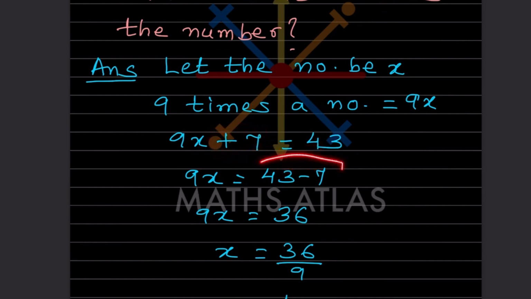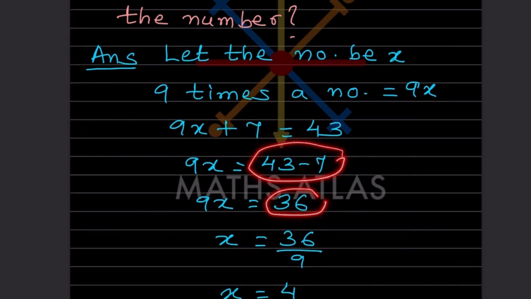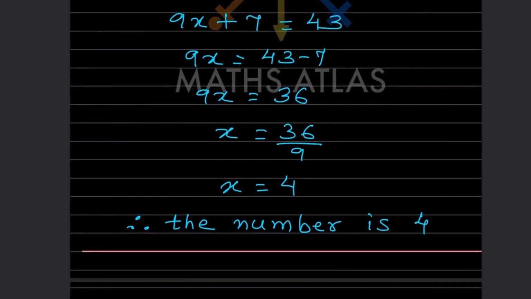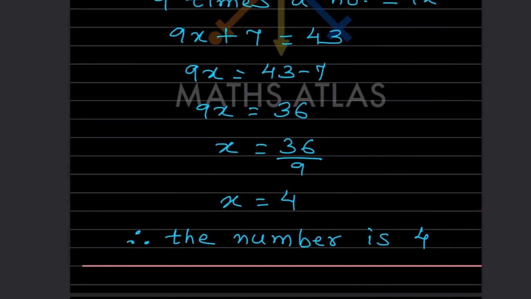So 9x is, when you subtract this, you get 36. So 9x equals 36. When you take this 9 on the other side, it is going to be divided by 9. 9 ones are 9, 9 fours are 36. Okay, so what will be the number? The number is 4. So you have to write like this, not just skip at this one.